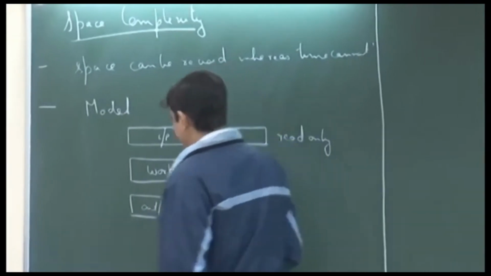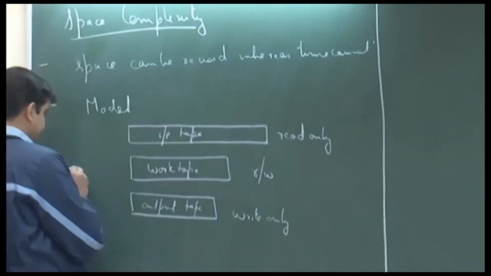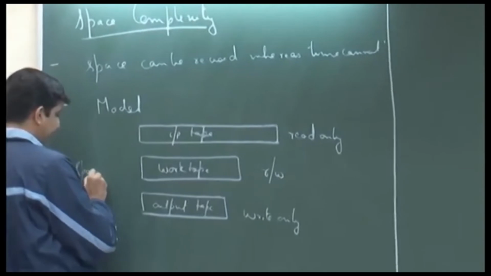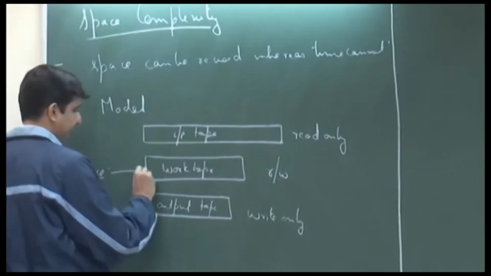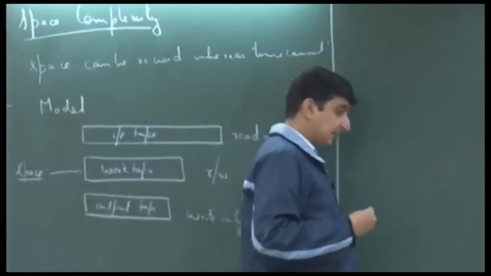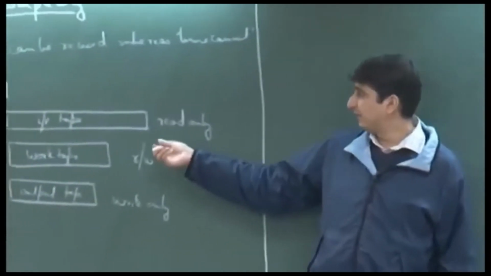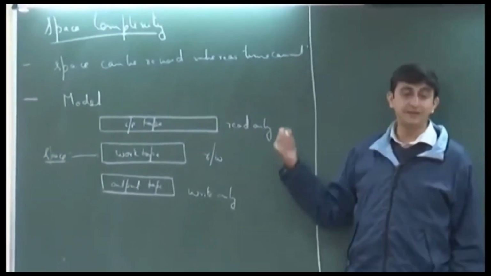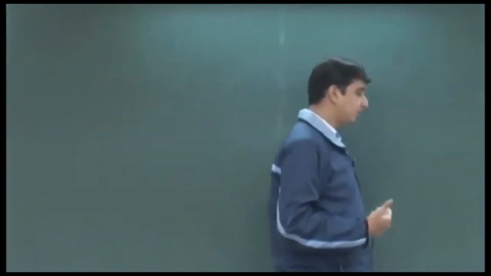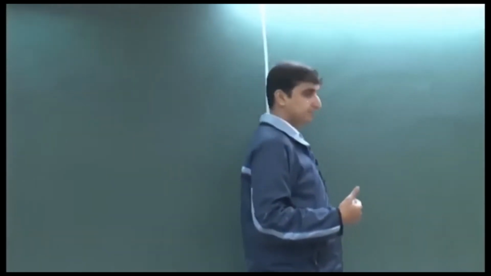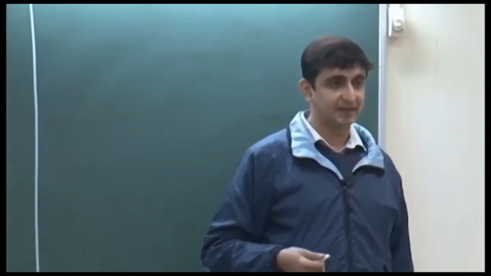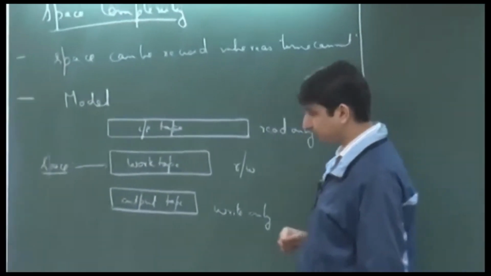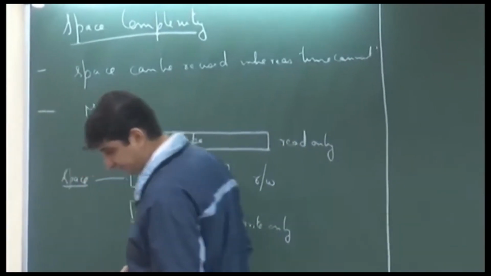So, the space is basically the space used by the work tape. Okay. This is the space that we consider, and that is another reason why we restrict our input tape to be only a read only tape, because we do not want it to store additional bits and use that tape for computation. Okay, so that is our model.